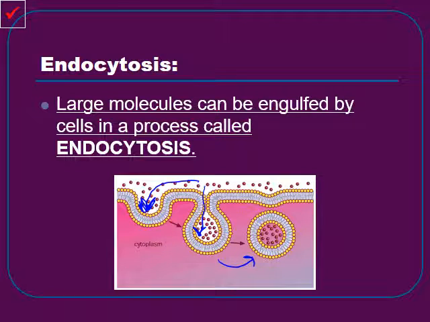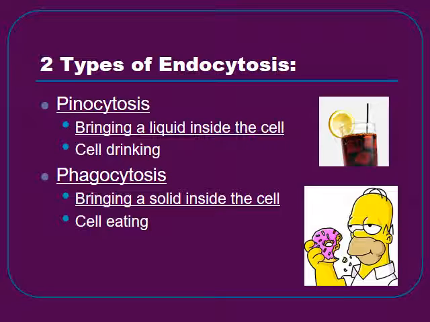Now regarding endocytosis, we actually have two different types. The first type is pinocytosis. So pinocytosis is bringing a liquid inside the cell. So consider it cell drinking. Whereas phagocytosis is bringing in a solid. So think of it like the cell is eating. So pinocytosis, cell drinking, bringing in a liquid. Phagocytosis, bringing in a solid or cell eating.